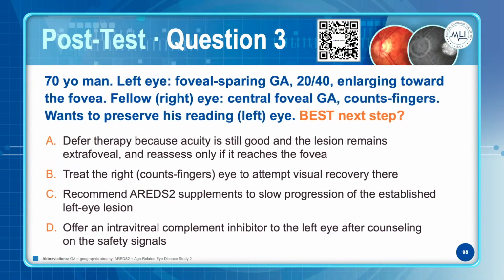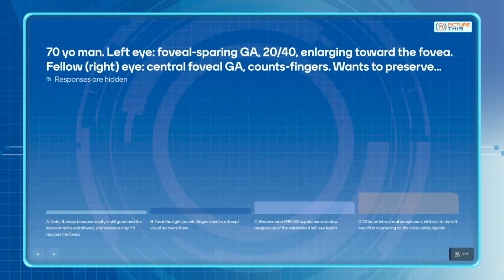All righty. Number 3, 70-year-old man, left eye, foveal sparing GA, enlarging towards the fovea, fellow eye central GA, count fingers vision, wants to preserve his reading in the left eye. What's the best next step? Please go ahead and answer. So one eye is bad, the other eye is progressing, but still not involving the fovea. What's the best next step for this patient? Obviously discussing the risk and benefits. And assume that it was not Stargardt's disease. Yes, it's real GA.